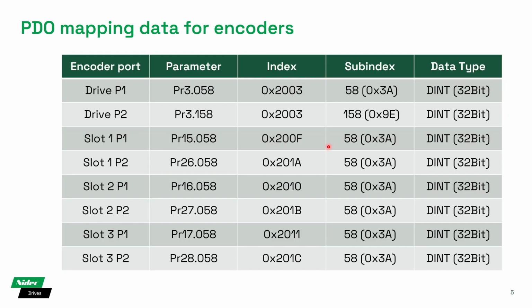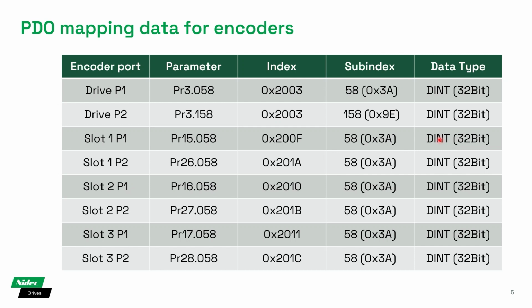But to save you some time, with this table, if you were to pause the video, you'd be able to read out the information that you need. So depending on which interface you've wired your encoder to, you can read through this table and get hold of the information that you need. So in our case, we're interested in drive P2, so I'm going to be using the index 0x2003, and for the sub-index, I'm going to enter the number 158, because parameter 158 is the location of the position information I need. And you'll notice that all of them have the data type DINT.